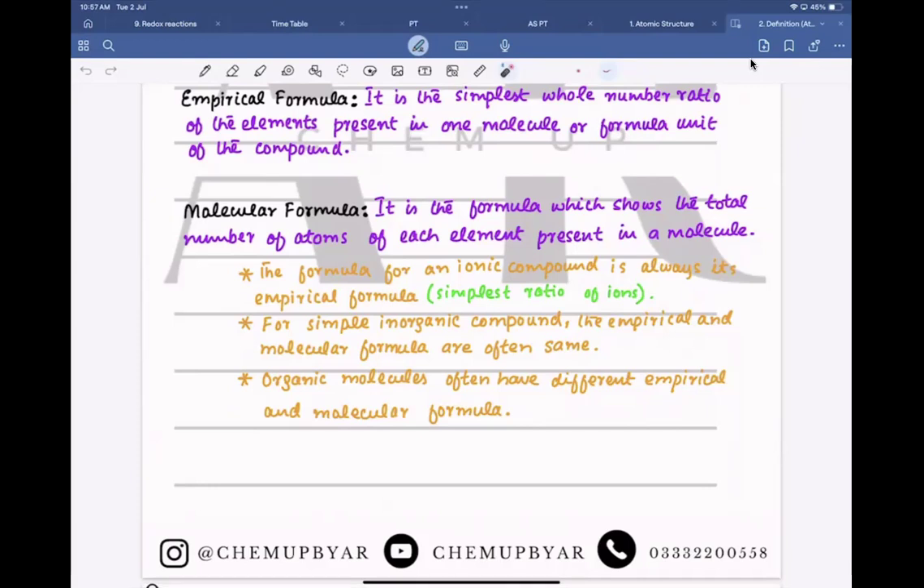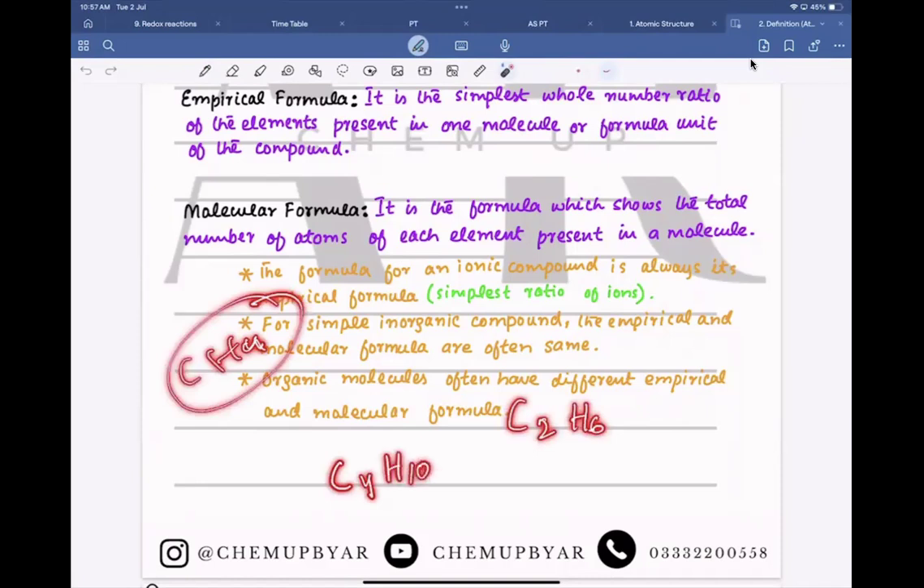Organic compounds have, most of the time, different empirical and molecular formulas. For example, methane has the same empirical and molecular formula, right? But if I have ethane, C2H6, it has a different empirical and molecular formula. If I have butane, C4H10, it has a different empirical and molecular formula, right?